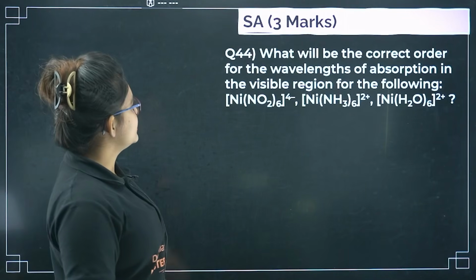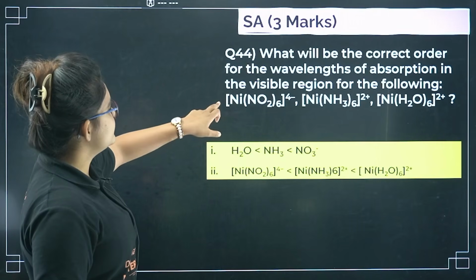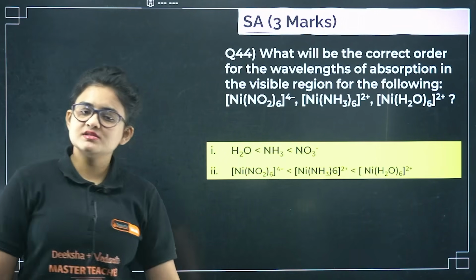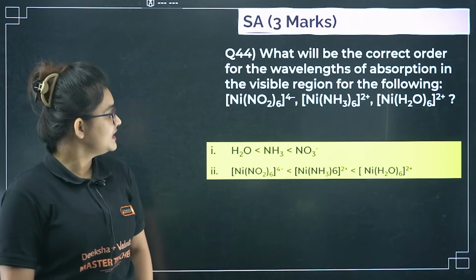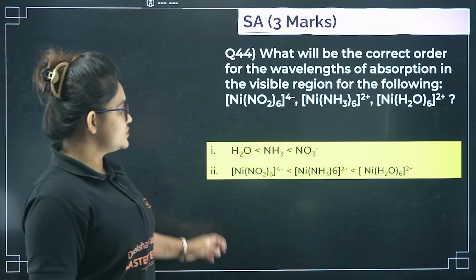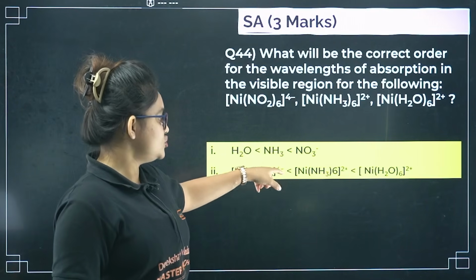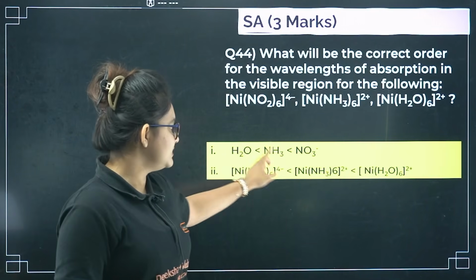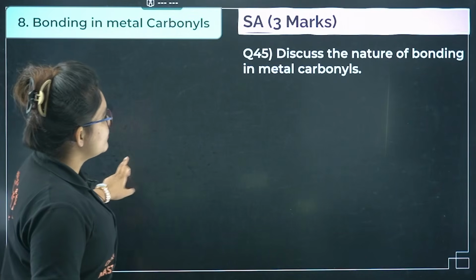Let's proceed. What will be the correct order of the wavelengths of absorption in the visible region? This also depends upon the ligand field. NO2- will come first, then NH3, then H2O. So for the order of the wavelength of absorption, H2O will come first, then NH3, then NO2-.